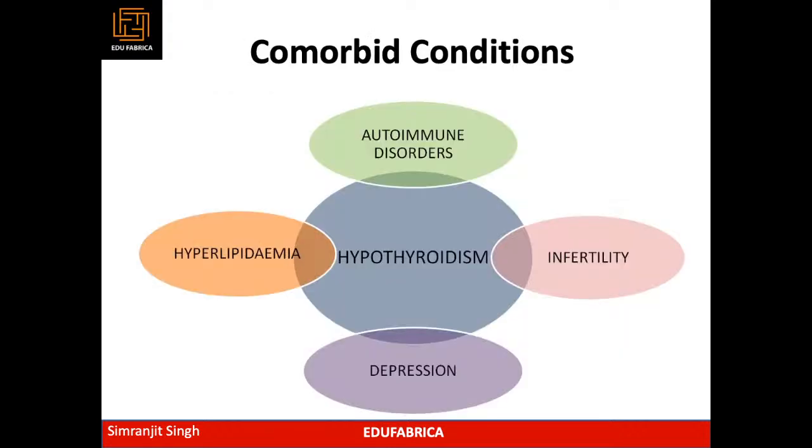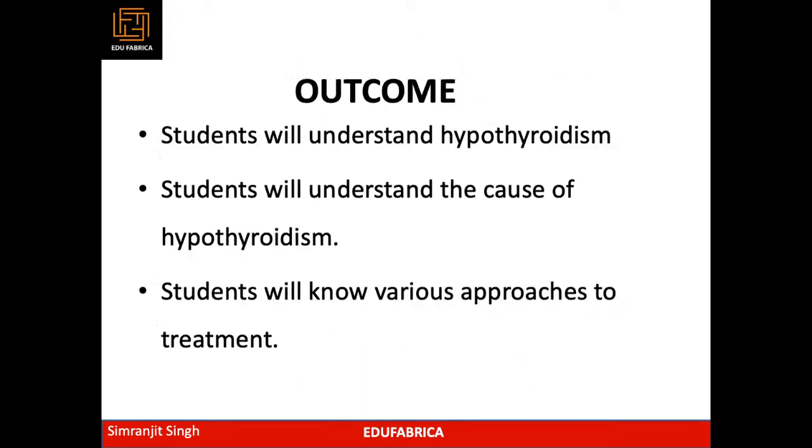Comorbid conditions: hypothyroidism includes depression, infertility, autoimmune disorders, and hyperlipidemia also. So the outcome of what we have studied so far is that, students, you have understood hypothyroidism, the cause, and various approaches to treatment.